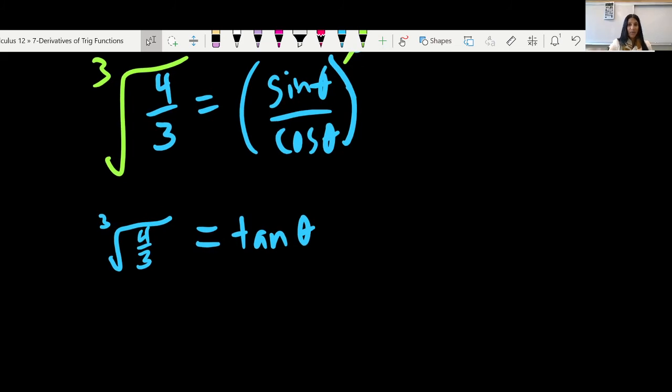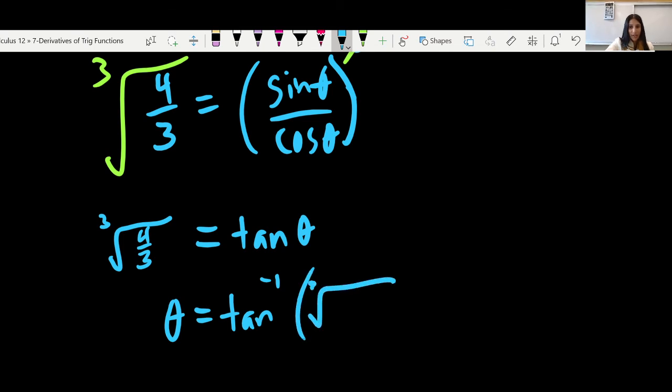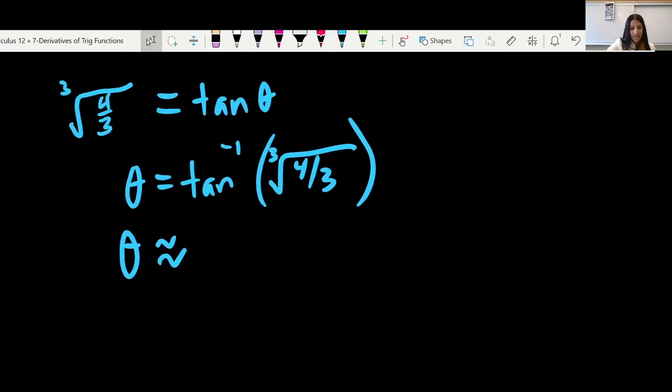I've worked my way through and isolated things, and just to show you, if I want theta by itself, remember this, we would do inverse tan of what we had here, which was the cube root of 4 over 3. And you can punch that into your calculator. And when you punch it into your calculator, I've done this in degrees, and we would get 47.7 degrees for my theta.